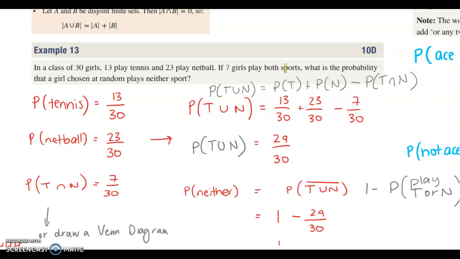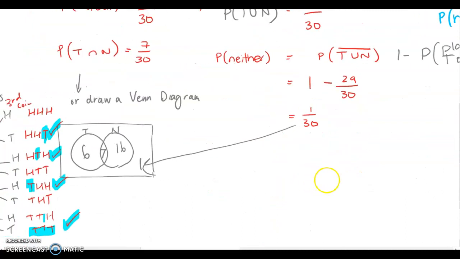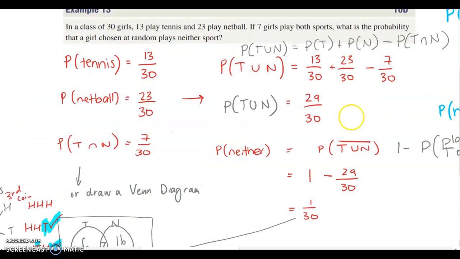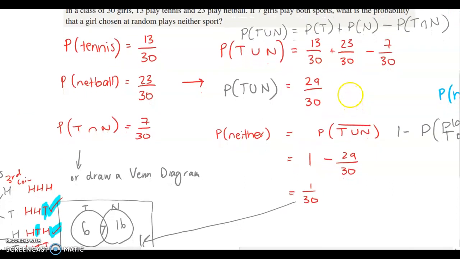Now, as I said before, we could draw this in a Venn diagram to start with, and that's what we're going to do, but we could also do it without it. So I'm going to look at it both ways. So let's draw that Venn diagram down the bottom here. Here it is. We've got T for tennis, N for netball. It's all boxed in, and we've got our 2 overlapping circles. So it says 13 play tennis, but 7 girls play both.